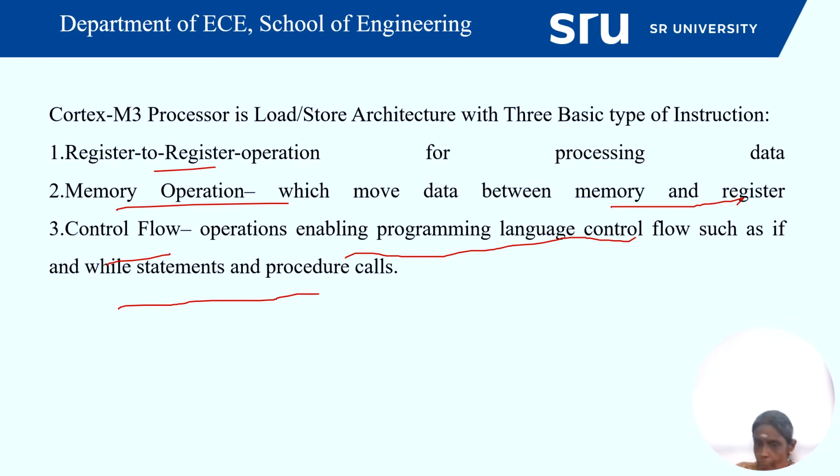So jump operation, otherwise a conditional program, then the controller has to transfer to some other memory location, disturbing the normal flow of instruction. So these 3 are the main basic types of instruction in the case of the Cortex M3 processor.